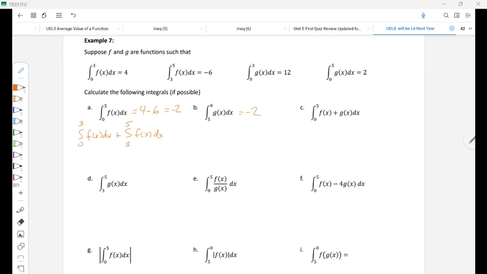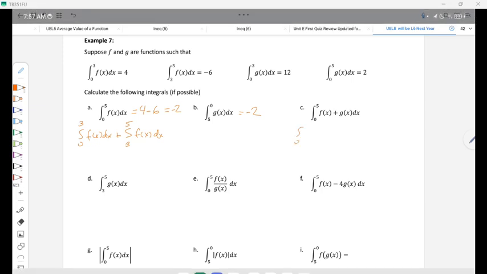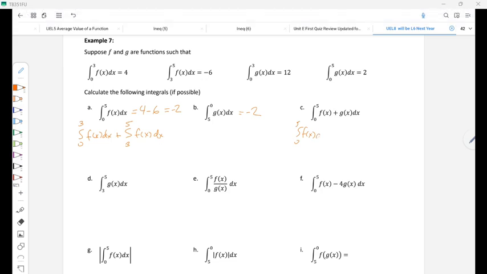Letter C, integral from 0 to 5 of f of x plus g of x. Another easy one. No. From 0 to 5 of f of x plus g of x, I need to add the integral from 0 to 5 of f of x dx. Yep.